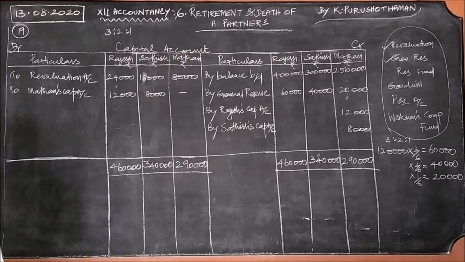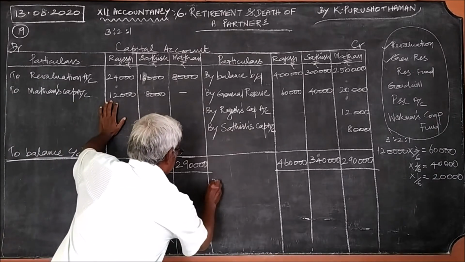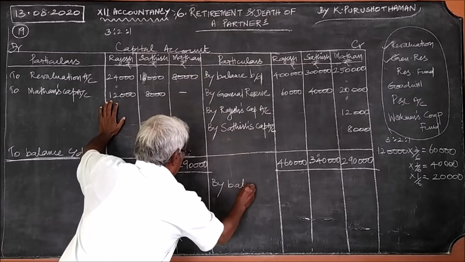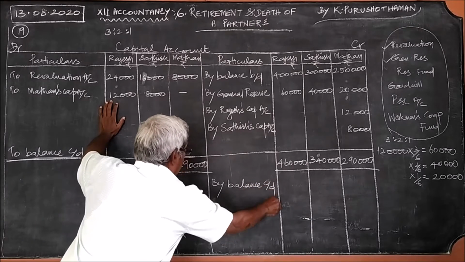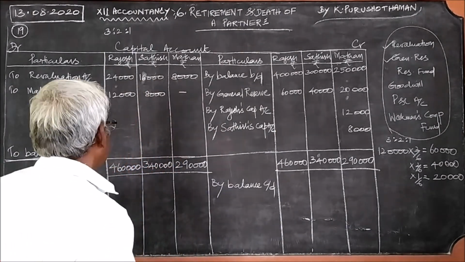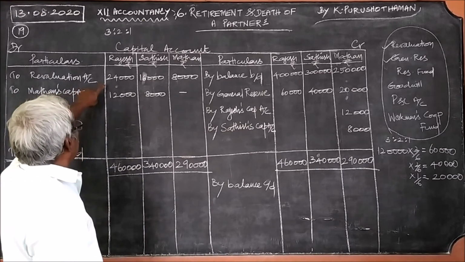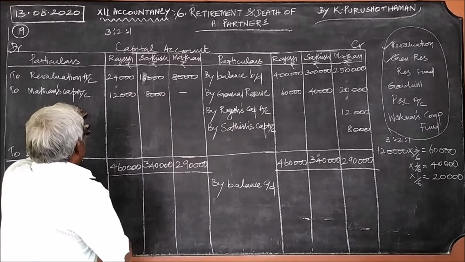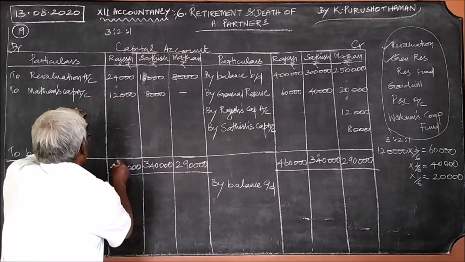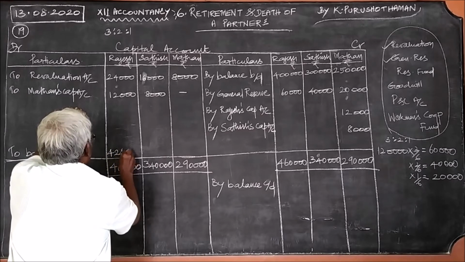What is balance carried down? The same thing here we should write by balance carried down. Okay, now what is the balance carried down here? This 24 plus 12, 36, 4,60,000 minus 36, it is 4,24,000.